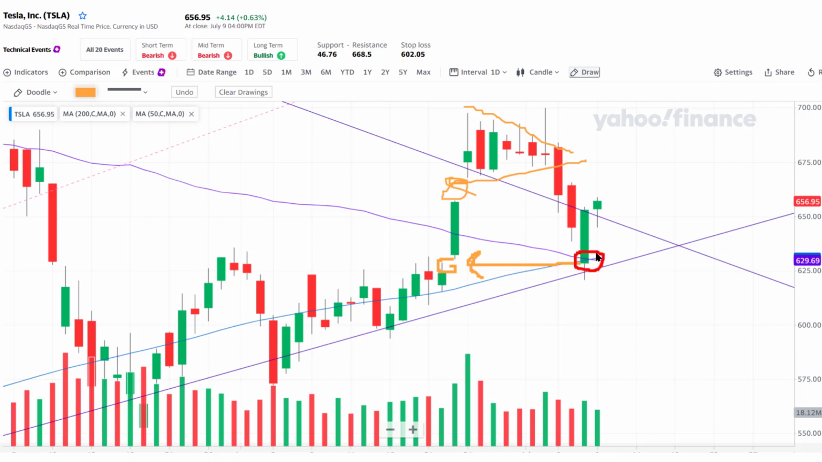Now, we're going to go through a few things: what people think about death crosses, what I personally think about death crosses, and we're also going to take a look at some historical analysis to see what actually has happened and if it's something that we should actually be concerned about or not concerned about. So let's take a look.